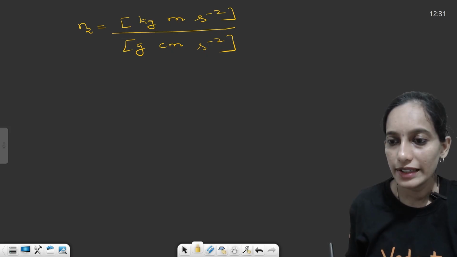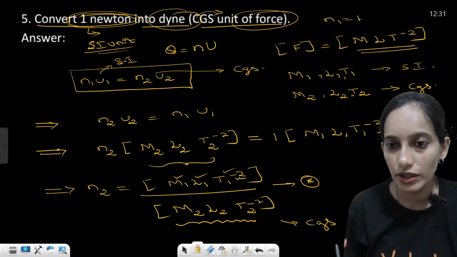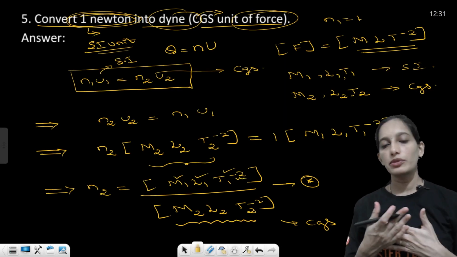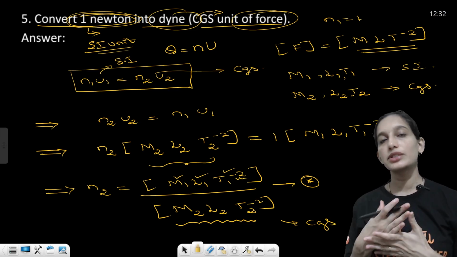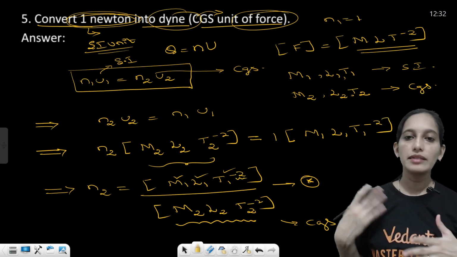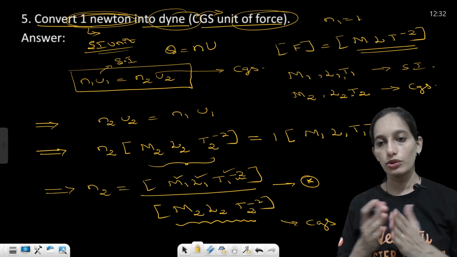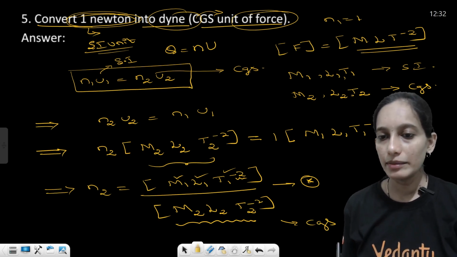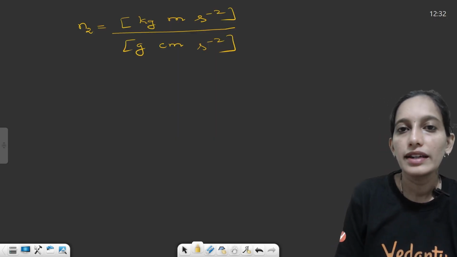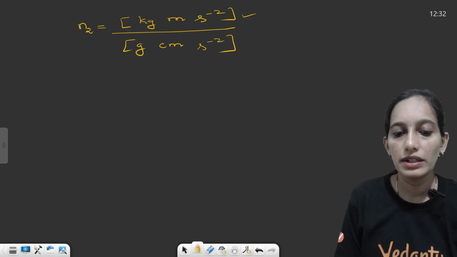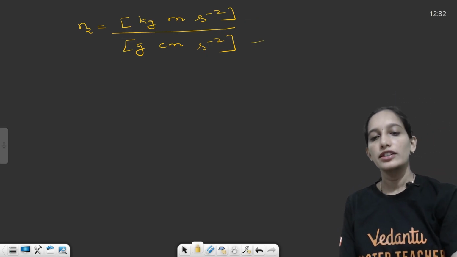Here we have to consider the power. If I had m square, then I had to write kg square. If I had an L square term, I had to write meter square or centimeter square, depending on SI or CGS. So, since we have MLT minus 2, I have written kg meter second minus 2 in the numerator and gram centimeter second minus 2 in the denominator.